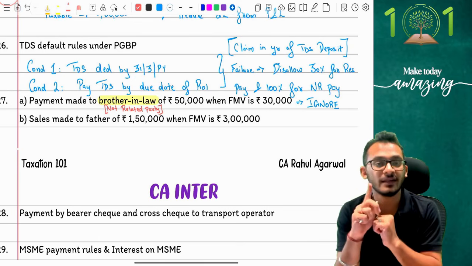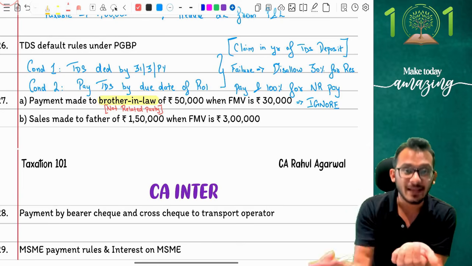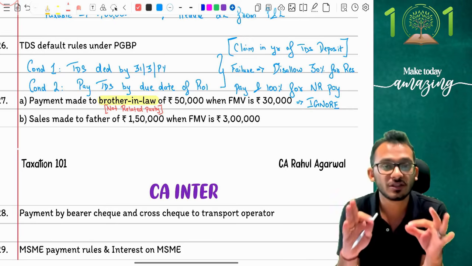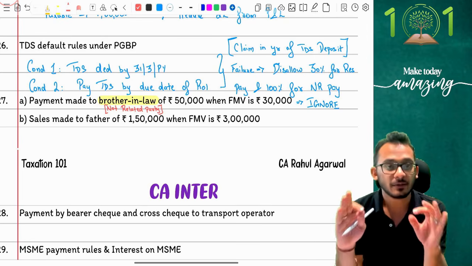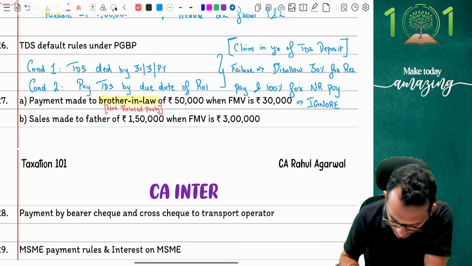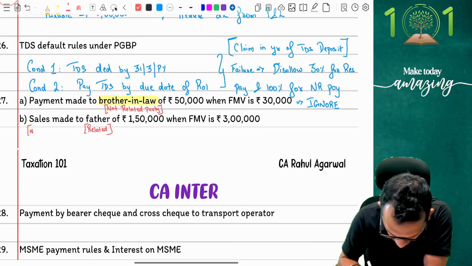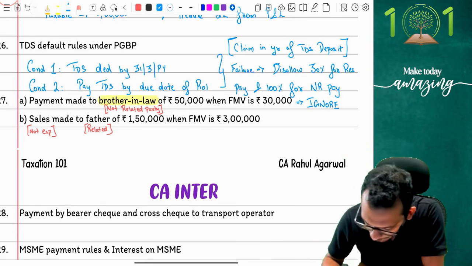Understand the provision carefully. Section 40A(2), which we are discussing right now, talks about the fact that when you pay more than the fair market value, the excess payment is disallowed. There is no provision whatsoever regarding sales here. There is no sales provision in this whole chapter, and therefore nothing can be done, which means even though father is a related party, despite the fact that father is a related party, this is not an expense. This is a sale transaction and therefore will not be considered whatsoever, should be ignored.